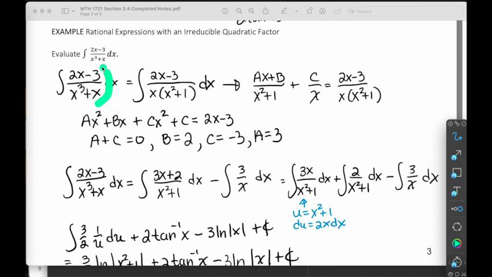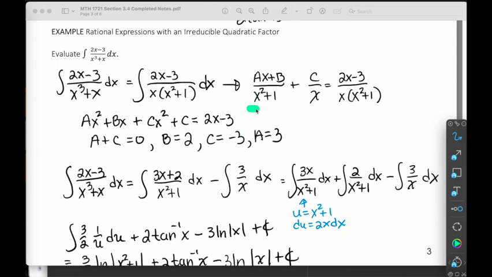Another thing I wanted to point out is we don't have to worry about long division to start this off because the degree in the numerator is less than the degree in the denominator. So we don't have to worry about starting off with long division. So we're going to jump directly into partial fractions. And in this example, we're going to do an irreducible quadratic factor.